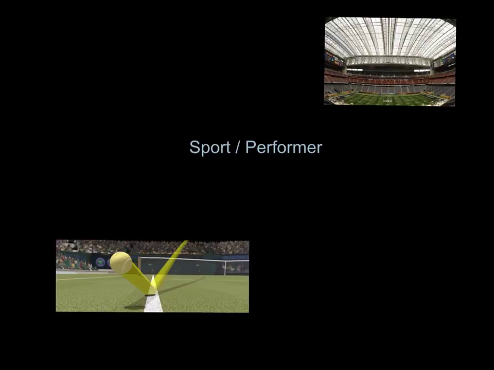So basically we've got the sport and the performer. Let's have a look at a few advantages. I'm going to write the advantages in blue, and then we're going to look at the disadvantages of technology for the sport and the performer, and I'm going to write those in red. So let's have a look at some of the advantages first.